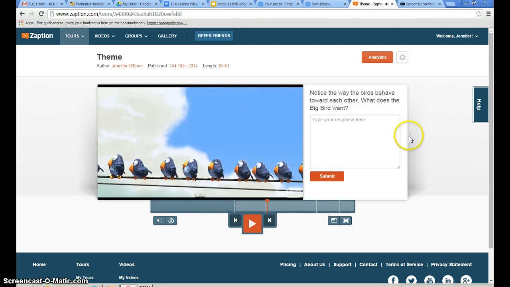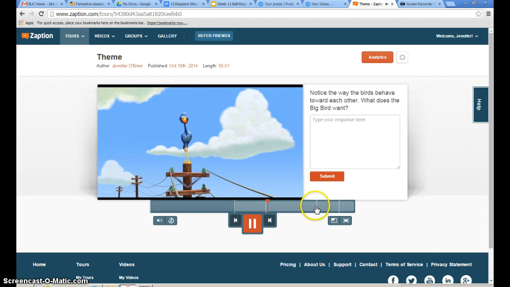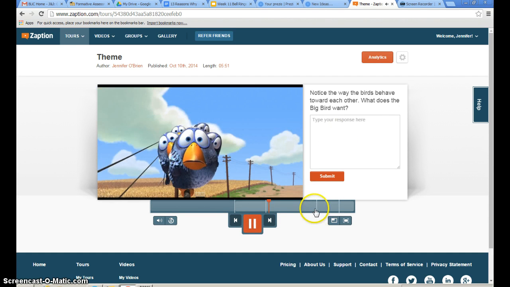Okay, and notice they get a question as they're going. So I've prompted them to notice some things. There's a big bird. He's different than these little birds, and the little birds are mean to him. So notice how the birds behave toward each other, and then what does the big bird want? He really wants them to be friends. Okay, so type in your response.